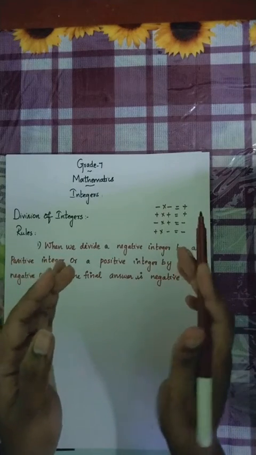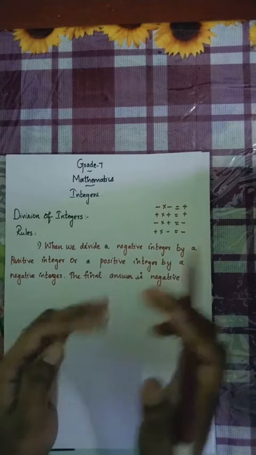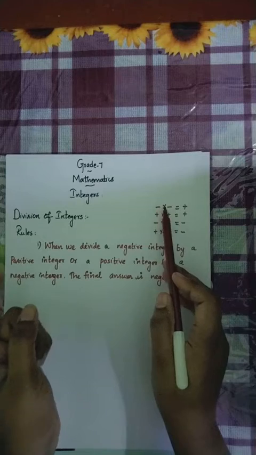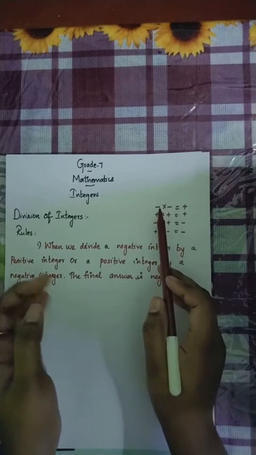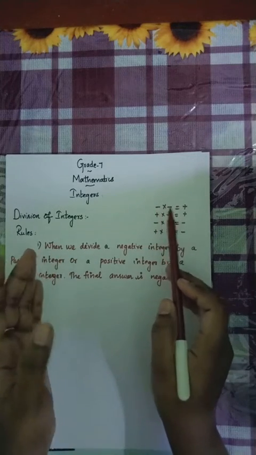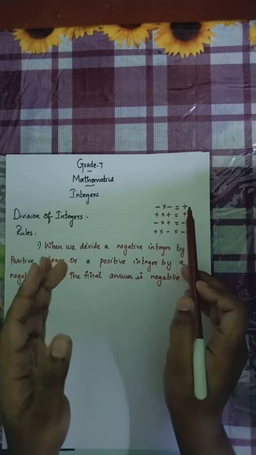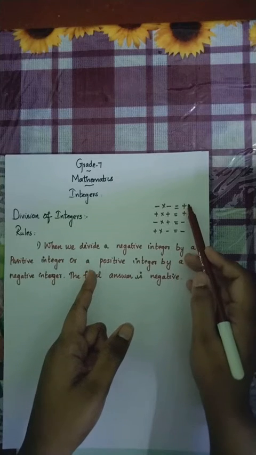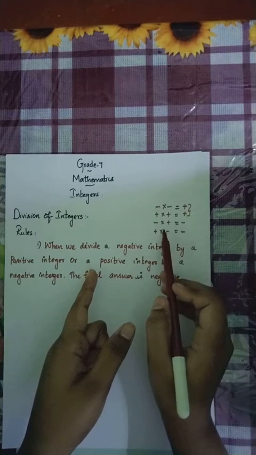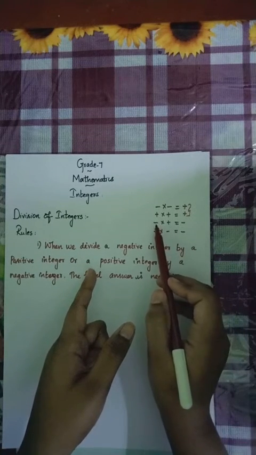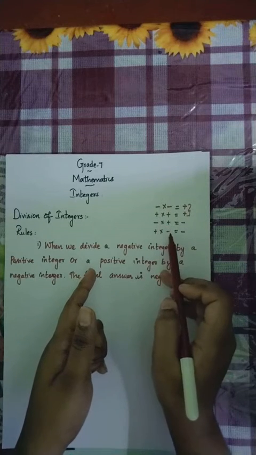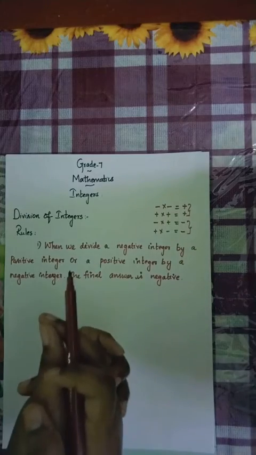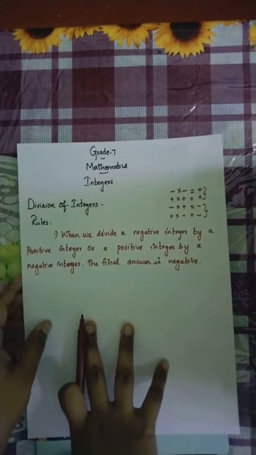We are going to follow the same rule in division. When you are multiplying two like signs, that is minus into minus or plus into plus, finally our product is a positive product. When you are multiplying two unlike signs, that is minus into plus or plus into minus, finally our product is a negative product. Don't forget this. Now we can see the rules under division.